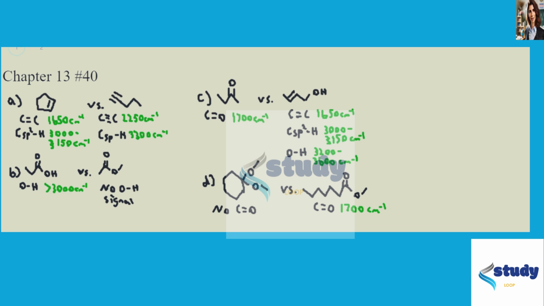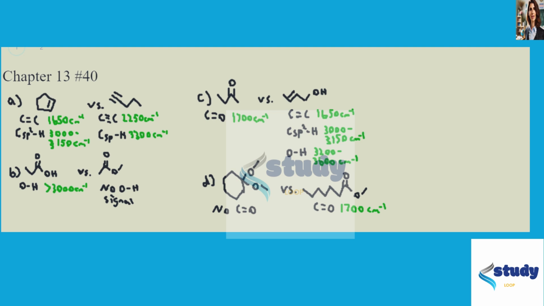For B, the main difference in these molecules is that the first one, the carboxylic acid, is going to have that OH bond. And remember, in a carboxylic acid, it's hard to say exactly where that will show, but it will show above 3000 wave number. The second molecule for B does not have an OH bond in it, and so there should be no signal above 3000. That makes it pretty straightforward to identify.